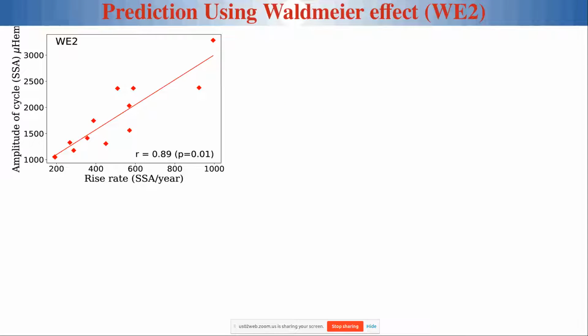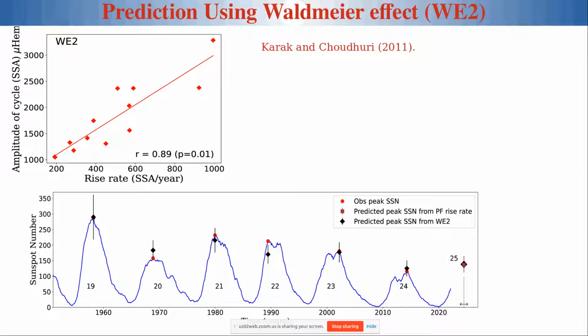Also, we know that the current solar cycle has gone 2 years. So for only 2 years of the rising phase of the cycle, we applied the Waldmeier effect, that is WE2, and predicted the next cycle amplitude, that is cycle 25, which would be 138 plus minus 26. We verified our idea using this model and predicted the previous cycle. In the previous cycle we also got a good result which agrees with observational data.